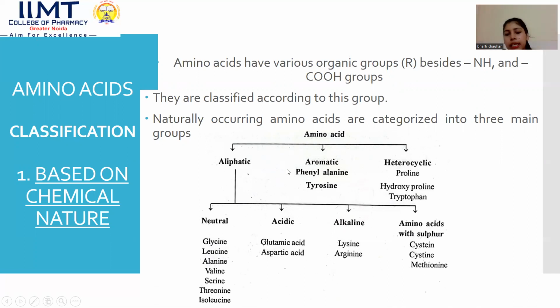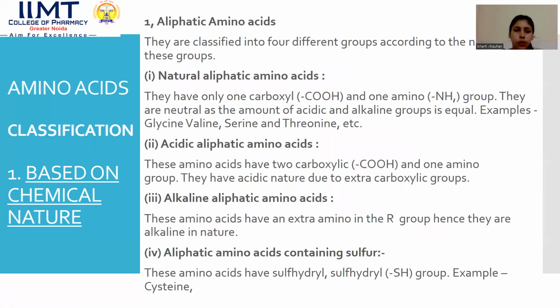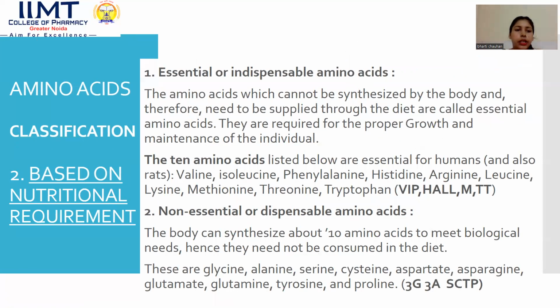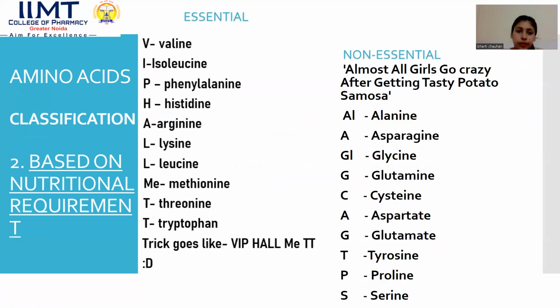Moving on to the next classification, which is aromatic. Aromatic amino acids have a benzene ring at the R position. Next, heterocyclic amino acids have heterocyclic molecules in the lateral organic groups. So, I've already told you about this. Next classification is based on nutritional requirements: essential and non-essential.